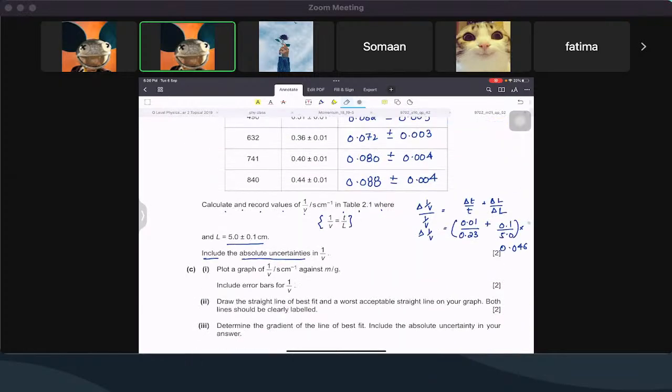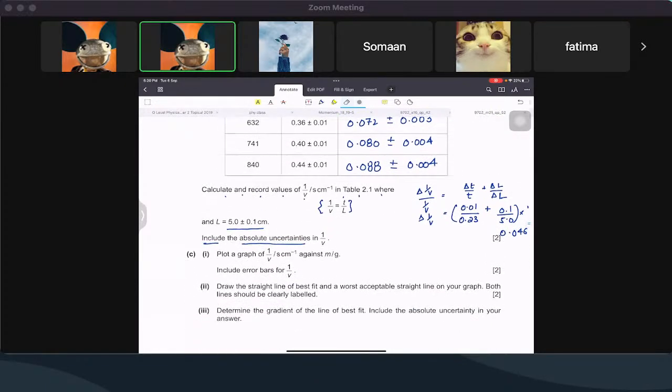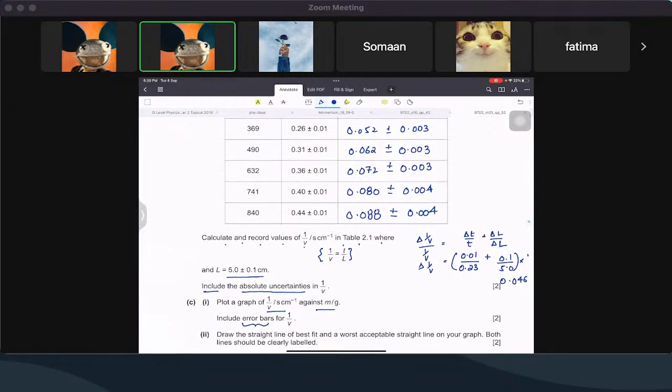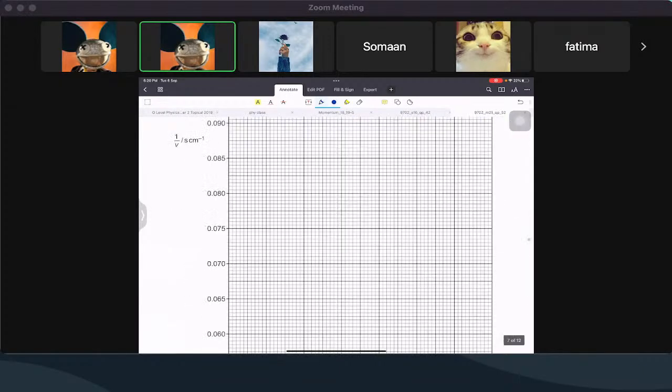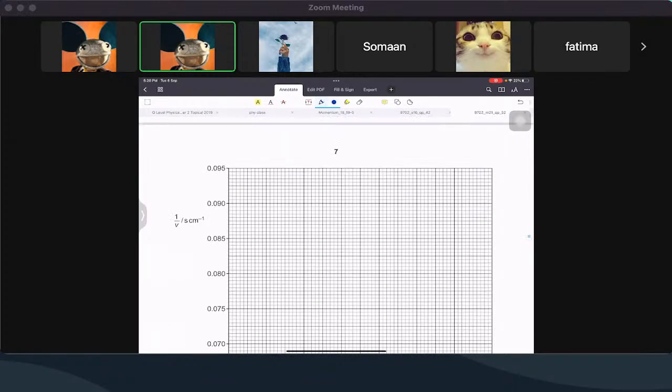Anyway, then goes this part where it will say plot a graph against 1 upon v and mg and include error bars. We're going to come on to error bars. First, you're going to plot these points. The graph is already made, the axes are made, not like paper 3, so you can just focus on the plotting.